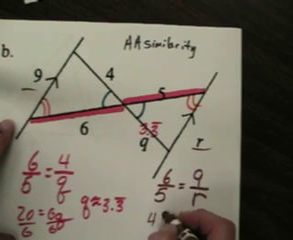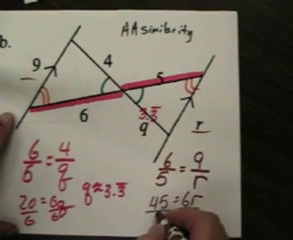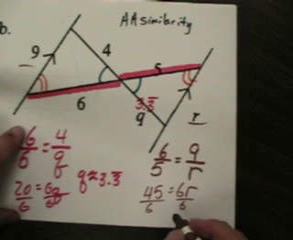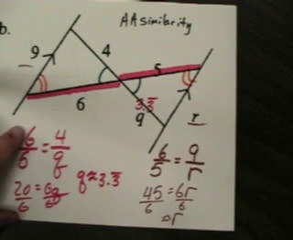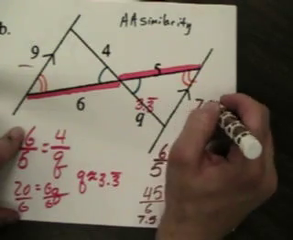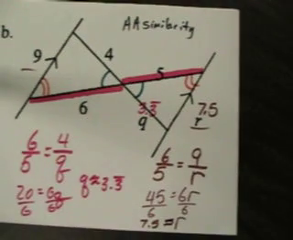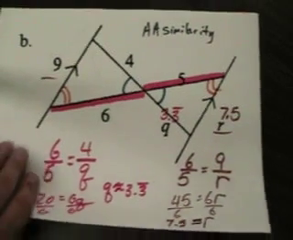5 times 9 is 45 equals 6r. Divide both sides by 6. And I get r is about 7.5. Well, that's not about, it's an actual equal. So I get that this one is 7.5. Now, there's some scaling. The key is to match up corresponding sides. And okay, so now we're going to go on to 3a.